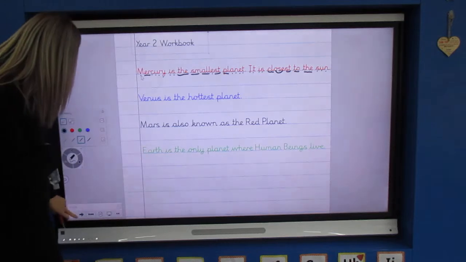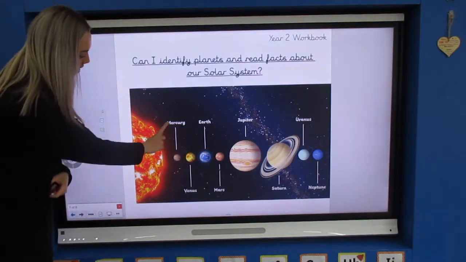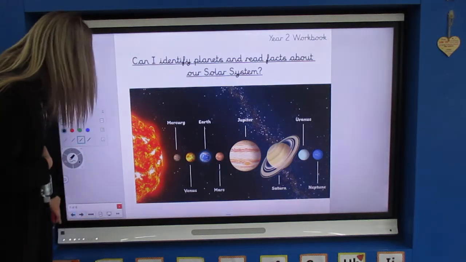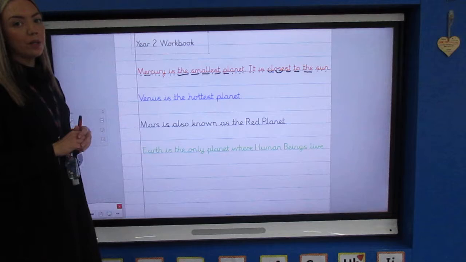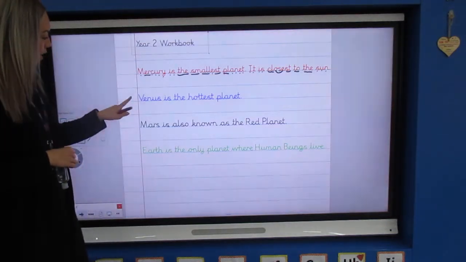Let's go back and have a look and investigate our picture. So there's the sun and there is Mercury. Well done. Let's look at our next fact. Okay, so chopping and blending if you need to, reading those words by sight that you know.